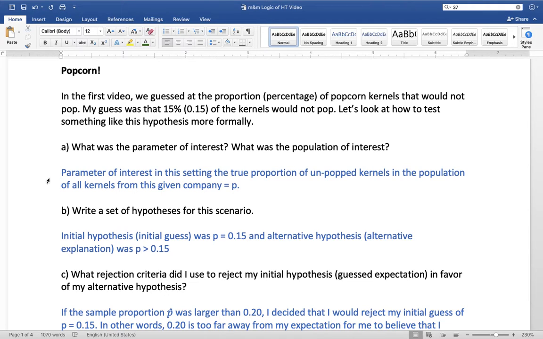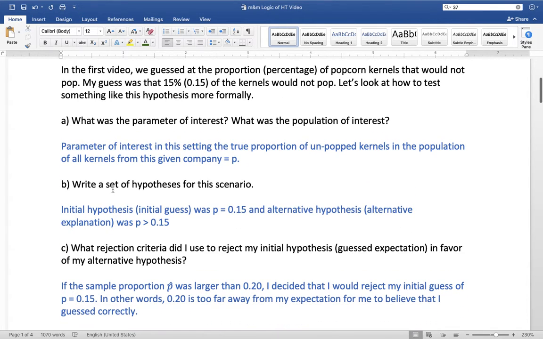So what do we do? We were trying to figure this out. Well, obviously you can't get all of the popcorn kernels from this company and pop them all. So we took a sample, and our sample was this bag, and we could argue that it's a random sample because when the kernels come off the line and get filled in the bags, they're pretty much randomly sorted. So we had a random sample of, I believe, 262 kernels, and we were trying to figure out, is my 15% guess okay, or is it not? Is it reasonable or not?